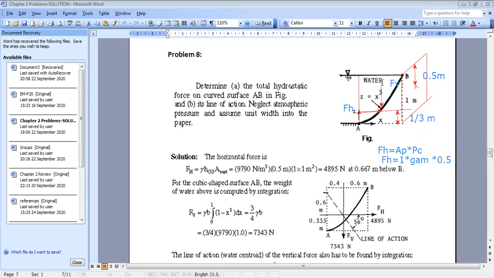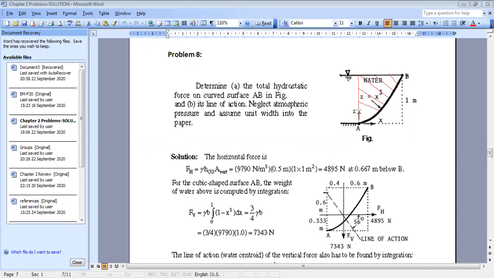Now the second step is F vertical. If we go back to the course material, the definition of the vertical force on a curved surface is equal to the weight of fluid above it. So here, what is the part of fluid above the surface? You have this part. So if I draw it here, you have a volume of water above your surface. This is the volume of water above the surface. So by definition, FV is equal to the weight of this volume.